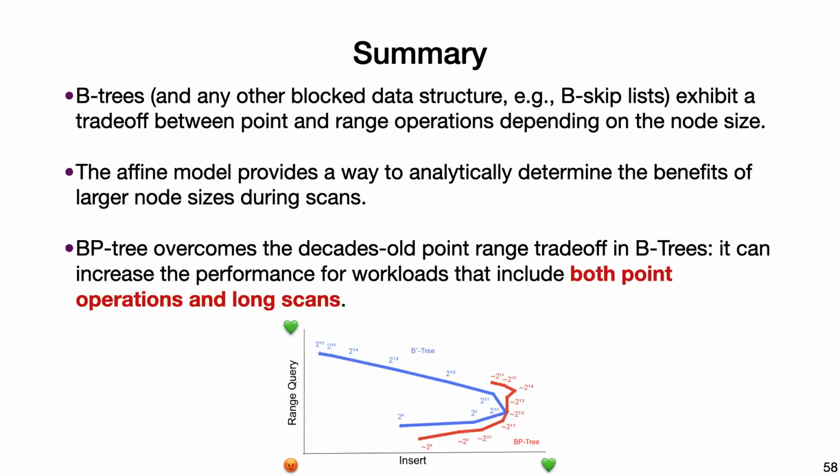To wrap up, B-trees and any other block data structure, like B-skip lists, would also exhibit this trade-off between point and range operations depending on the node size. And the affine model provides a way to analytically determine the benefits of these larger node sizes during the scans. And BP-tree overcomes this decades-old point-range trade-off in B-trees. It can increase the performance for workloads that include both point operations and long scans.